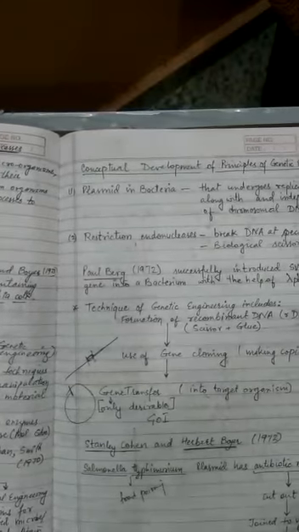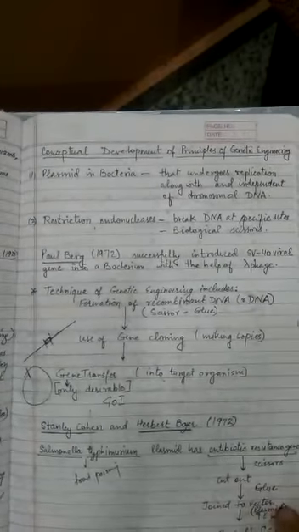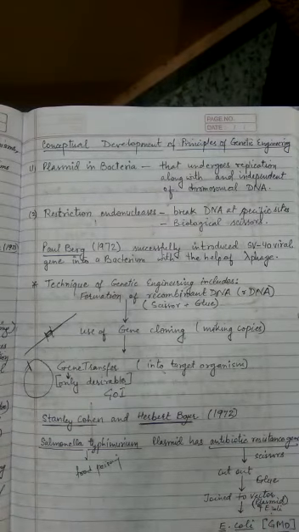We started the topic of conceptual development of the principles of genetic engineering. And we talked about the plasmid present in bacteria, which undergoes replication along with, as well as independent of, the chromosomal DNA. And we talked about the restriction endonuclease enzyme.